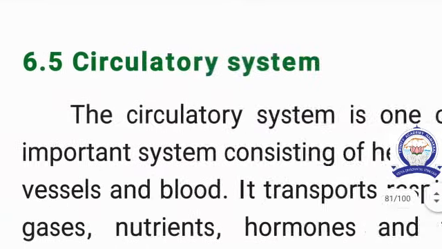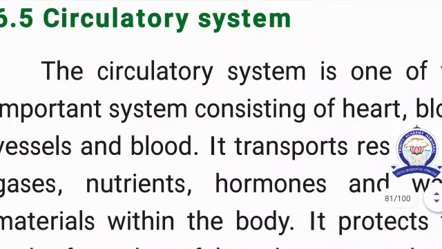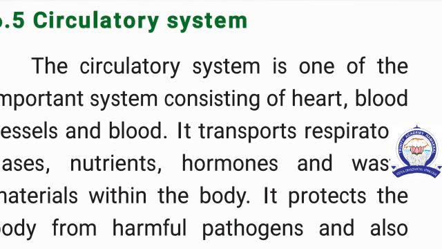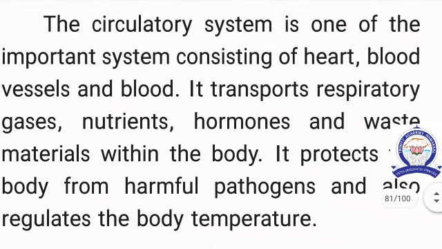Circulatory system. What is circulation? Circulation means circulation of blood, hormones, energy, and waste through the blood circulation. The main circulatory organ in our body is the human heart. The heart transports respiratory gases, nutrients, hormones, and waste material within the body.